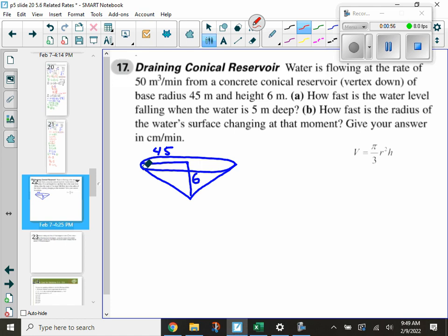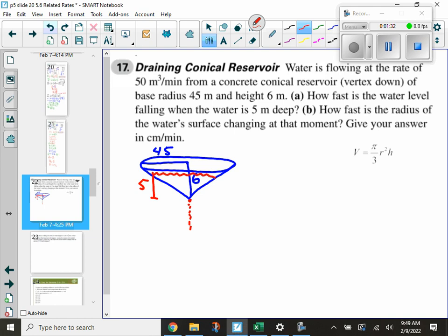So here's the water level. Sorry, let's try again. Here's the water level in the thing. I want to know, when it's 5 feet deep, how fast is it coming out of the bottom of the cone? Because it says it's flowing from a conical reservoir, vertex down. So that's where it's coming out of.